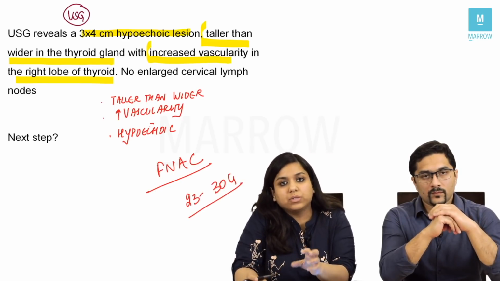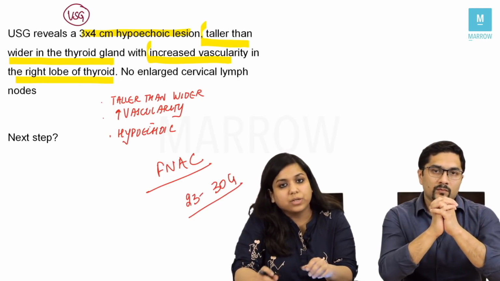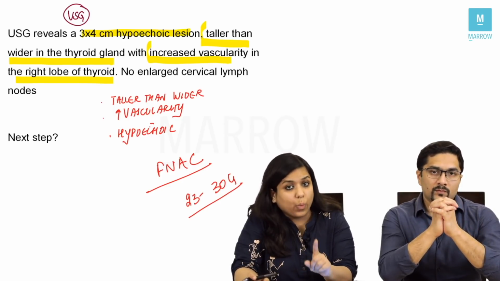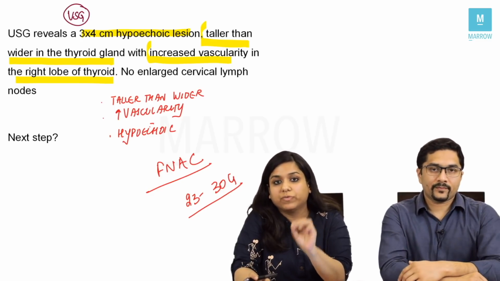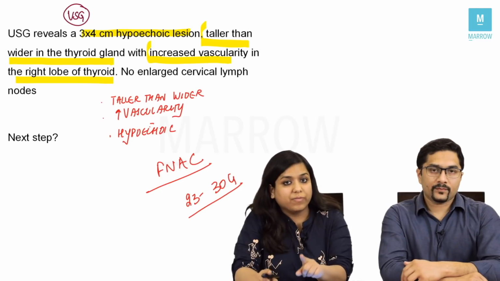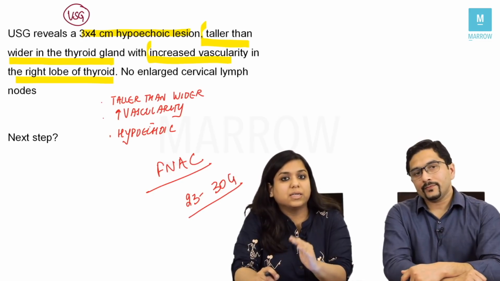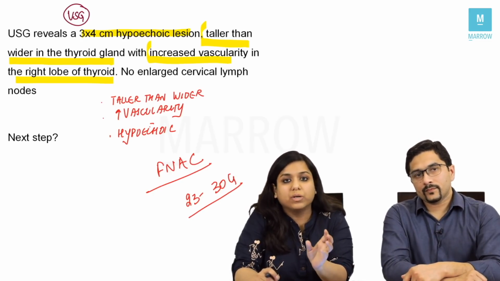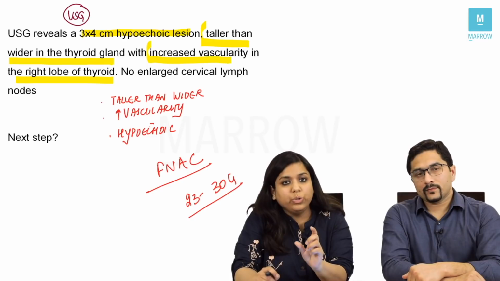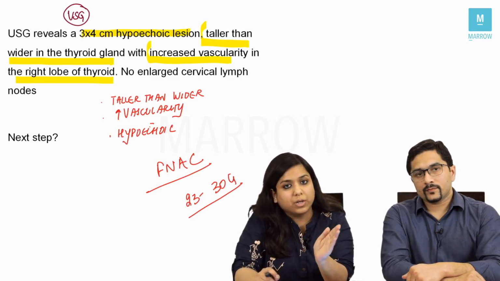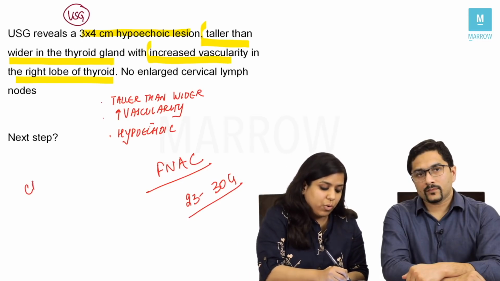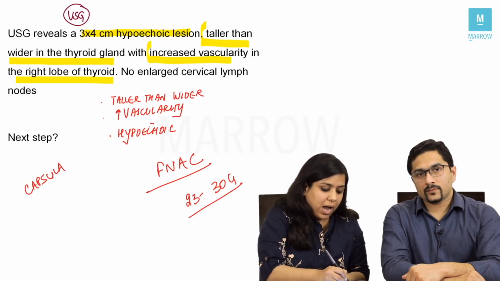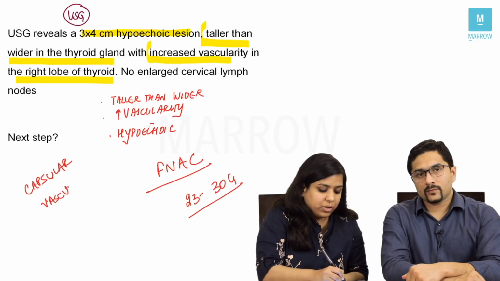So what happens, students? FNAC is the investigation of choice for all the thyroid lesions except for one thyroid lesion which is very commonly asked in the exams, that is follicular carcinoma of thyroid. Now, why you can't use FNAC for follicular carcinoma of thyroid? There is a reason behind that, because it has a benign counterpart which is called as follicular adenoma. Now, what do you do to differentiate a follicular adenoma from a follicular carcinoma? A pathologist has to look for capsular and or vascular invasion.